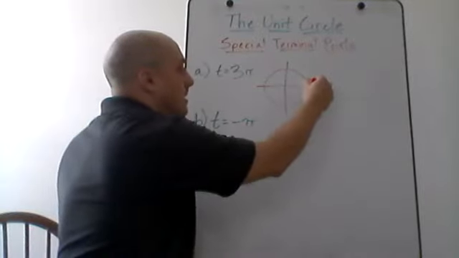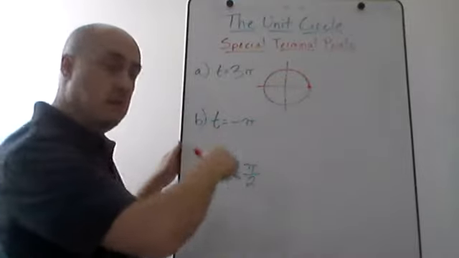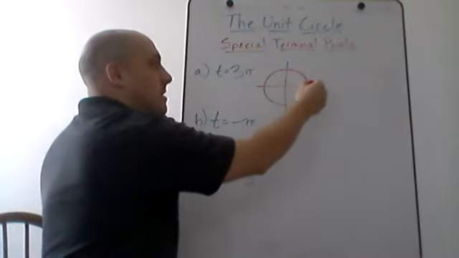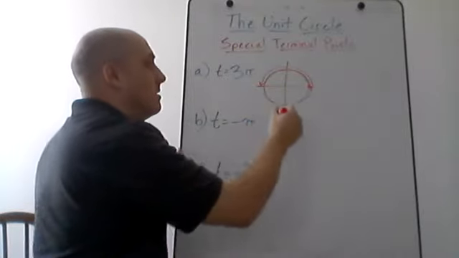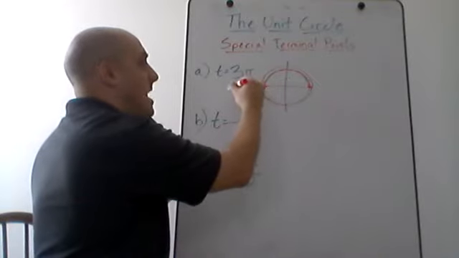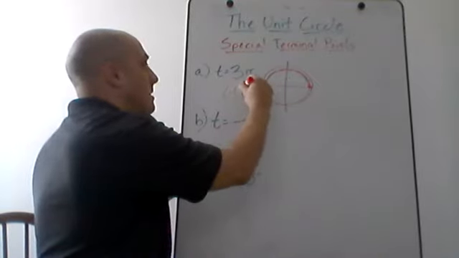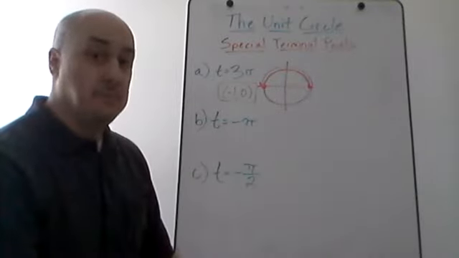Well, think about it like this. If I go all the way around the circle, that's 2 pi, right? And then another 1 pi takes me halfway around the circle again, which leaves me here, and on the negative x-axis, my terminal point is -1, 0. That's going to be my terminal point for 3 pi, right?